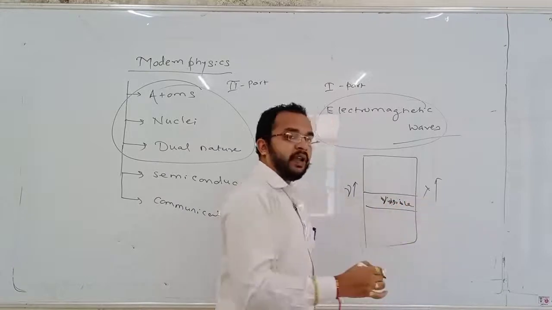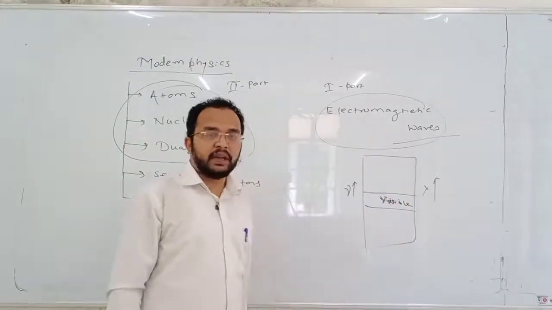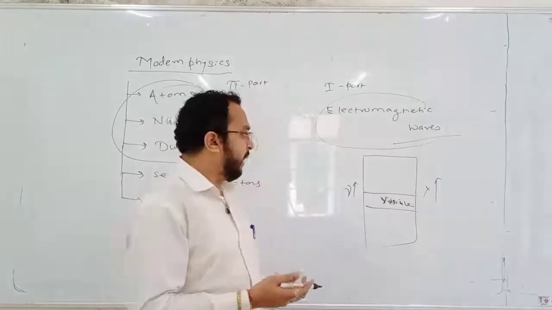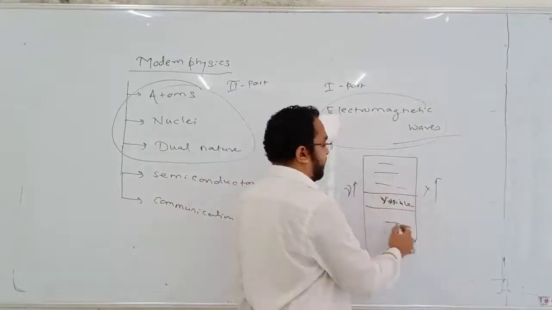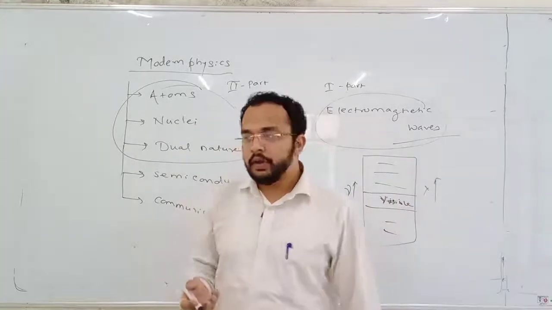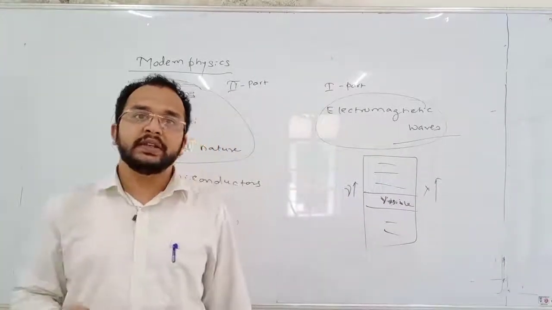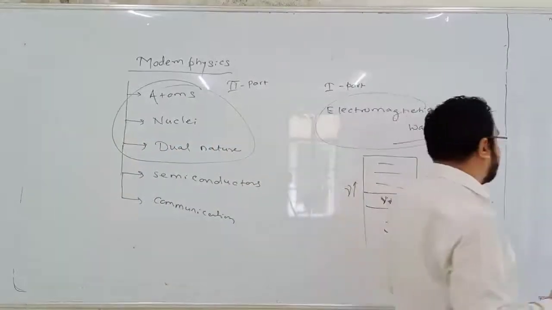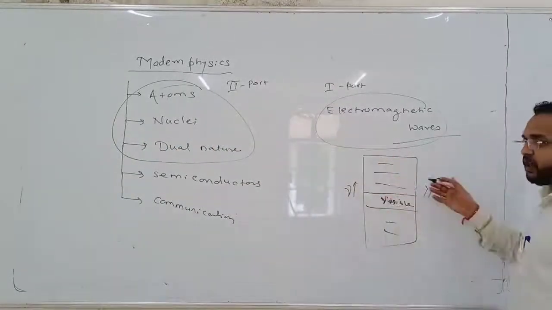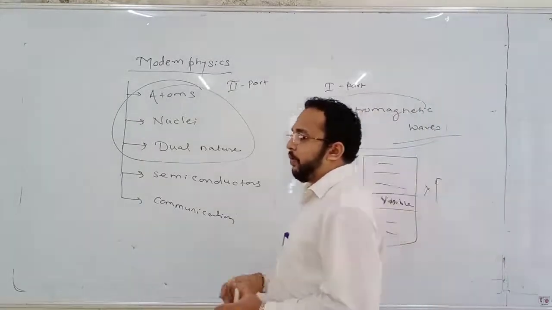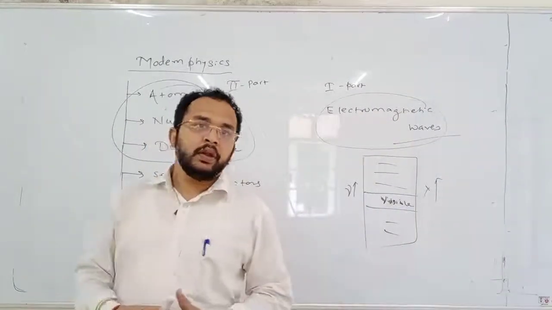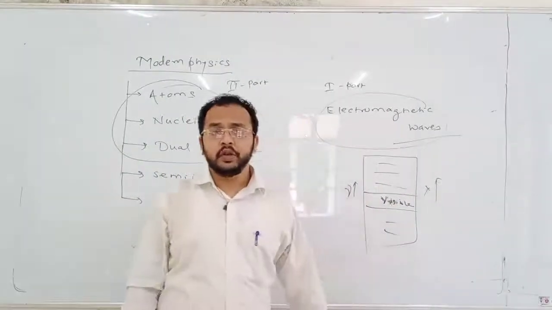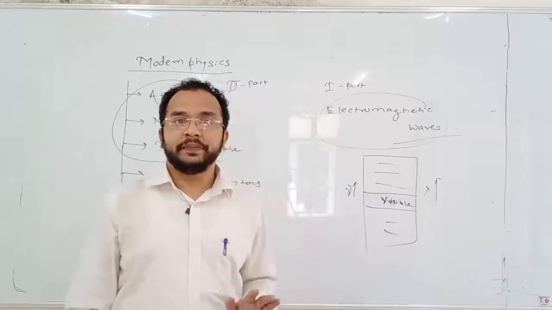Visible consists of VIBGYOR. Visible rays are those that we can see with our naked eyes. Then different rays will be there in a sequence like X-ray, microwaves, alpha rays, beta rays, gamma rays, infrared rays, ultraviolet rays. So different rays will be in a specific sequence, and based on that sequence, the different wavelengths and different frequencies are there. So you just have to remember that sequence.